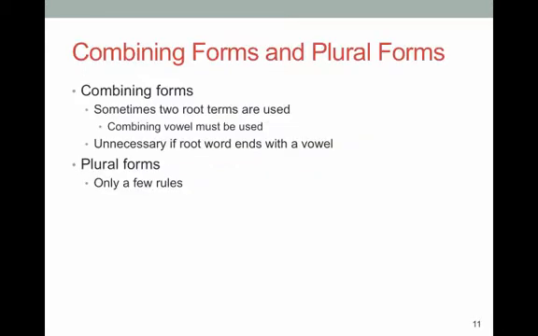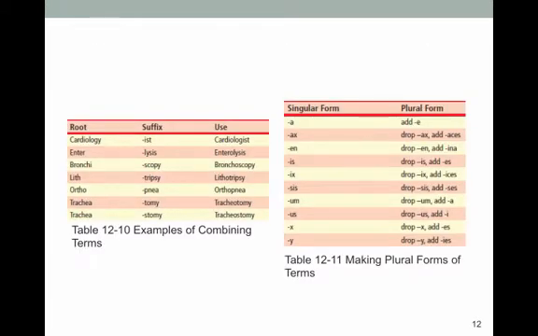Combining forms and plural forms. Sometimes two root word terms are used. Combining vowels must be used as well, unnecessary if the root word ends with a vowel. Plural forms, there are only a few rules with this, and this is the next slide that we'll show here. Examples of combining terms: ist, which is specialist. Cardiology means the study of the heart. Ist would be a specialist. So a specialist in the study of the heart, cardiologist.